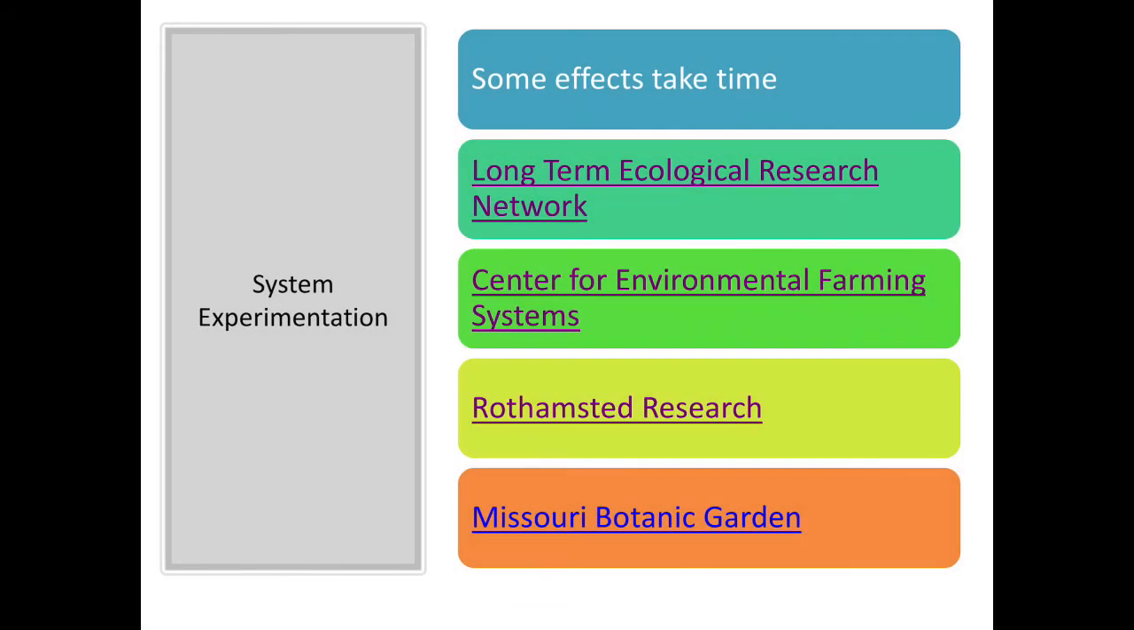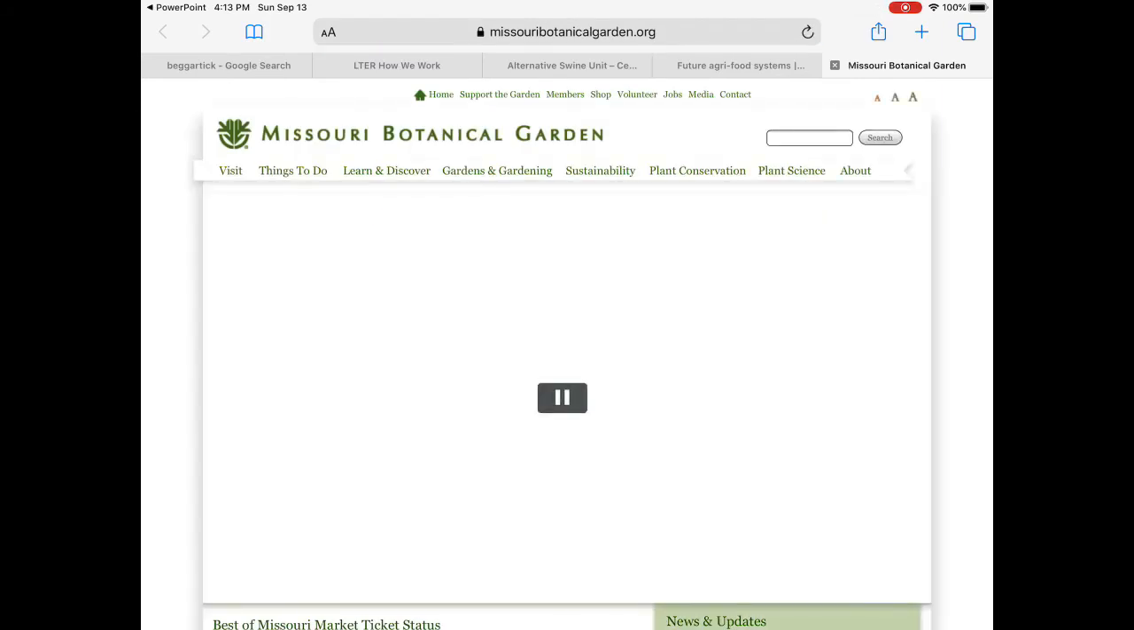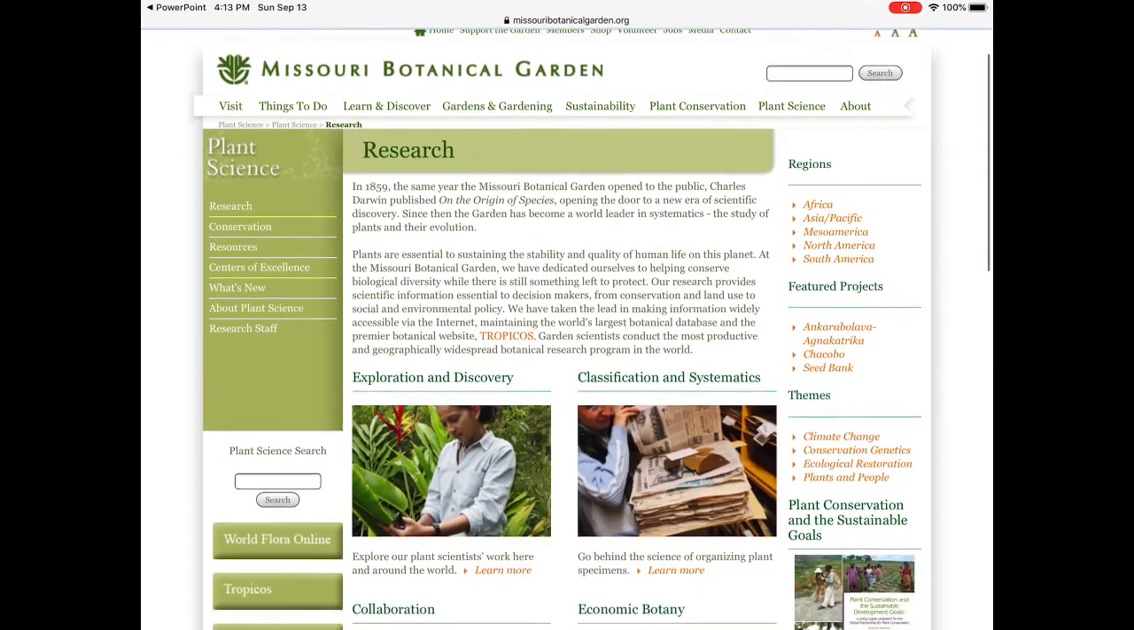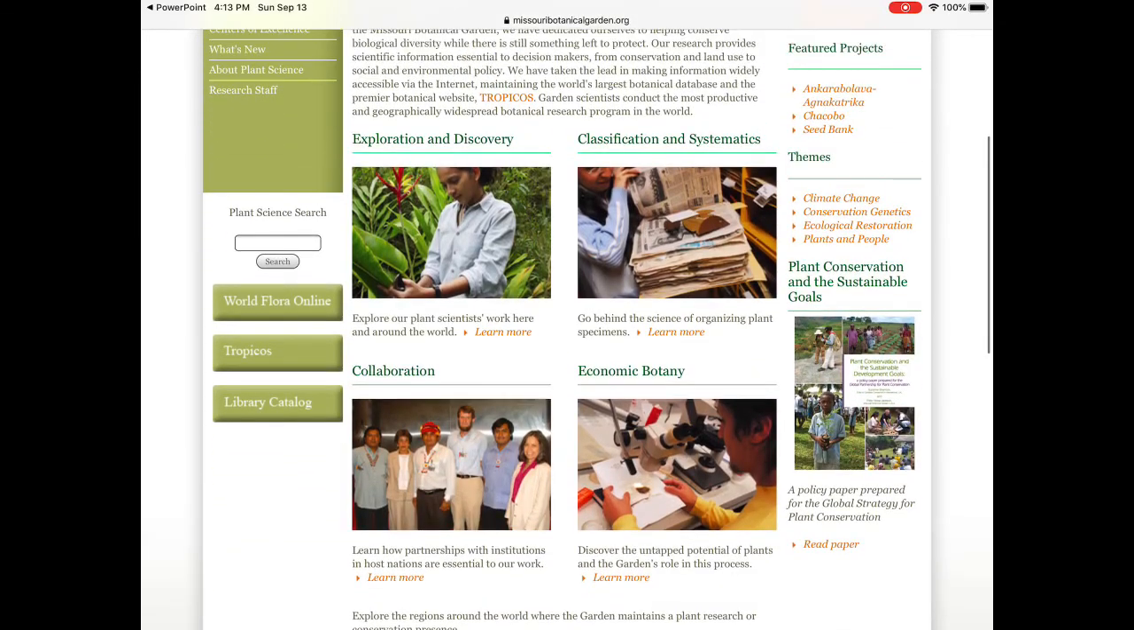term. If you're more interested in ornamentals, here's the Missouri Botanic Garden. They do a lot of research as well. So if we look at their research areas, they have 4 major areas that they work with: exploration and discovery of new plants, organizing taxonomy and nomenclature of plants, collaborating with other institutions to do ornamental research, and looking at plants that have just been discovered to see if there's some sort of impact that they could have either in science, in medicine, in ecology, or simply as an ornamental plant.